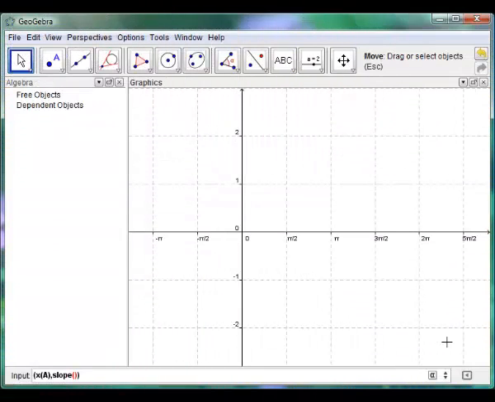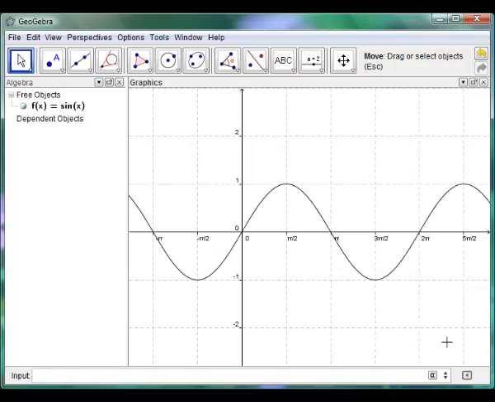So we're going to investigate further the concept of the derivative as its own separate function. So let's begin by entering in an equation here. I'm going to go ahead and find the derivative of this function y equals sine of x. So here's the graph, here's the equation.